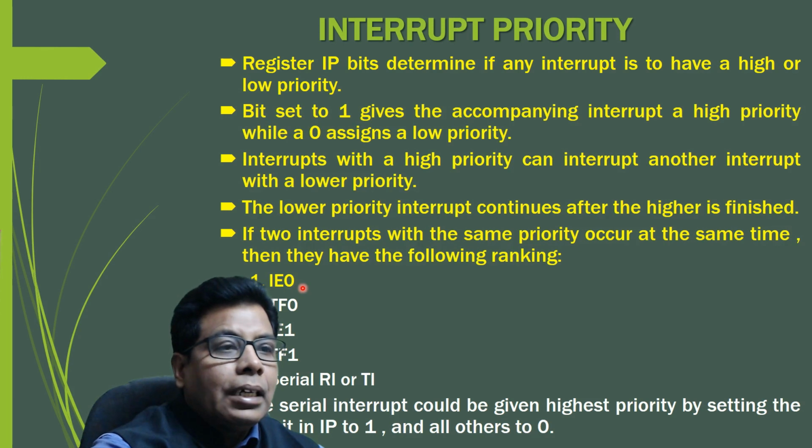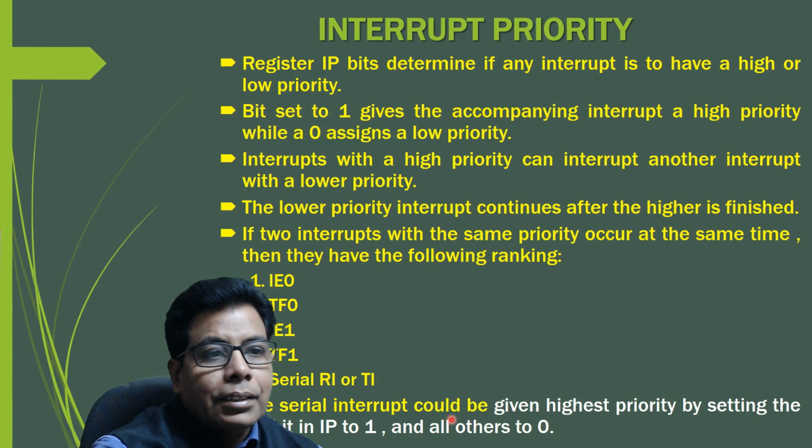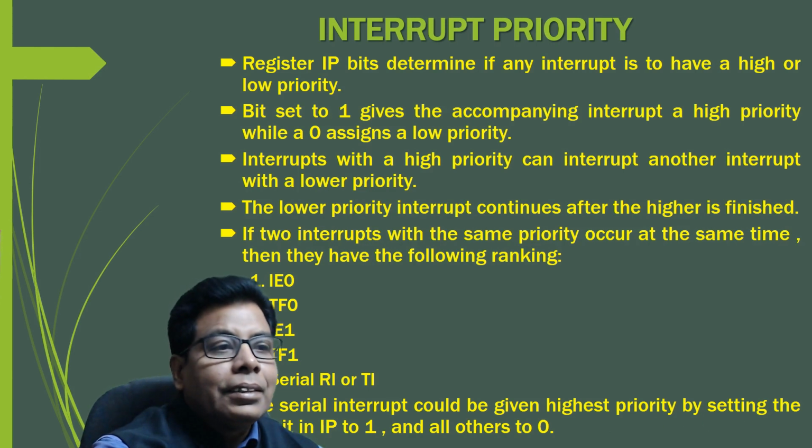IE0 is the highest priority. Then we have the TF0, timer flag 0. Then IE1, external interrupt, and then timer flag 1, and last is the serial interrupt RI or TI. The serial interrupt, now you can see here it is having the lowest priority, but could be given the highest priority by setting the PS bit in IP to 1 and all others to 0.